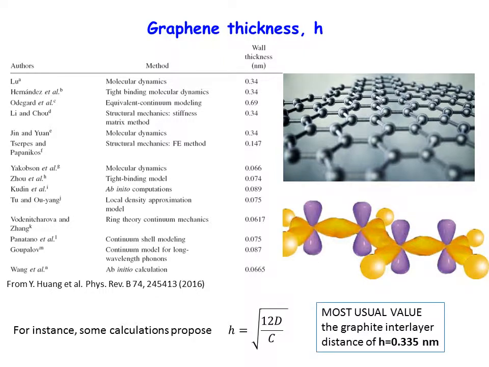So to put some order in all this, the scientific community is making the choice of adopting an arbitrary value for the thickness of the graphene plane. And this is taken as the inter-graphene distance in graphite, and its value is 0.335 nanometers. When reading papers or reports, you should then look for the value used for that thickness to be able to compare one work to the other.